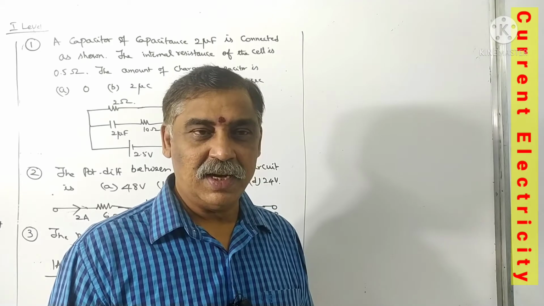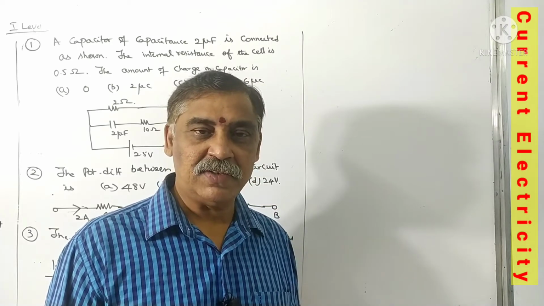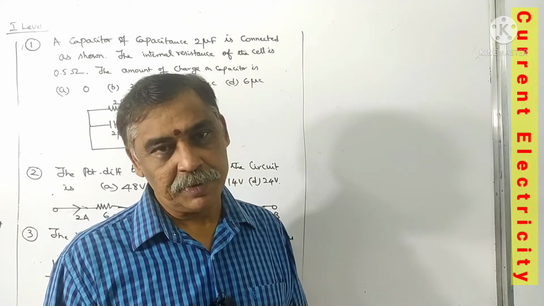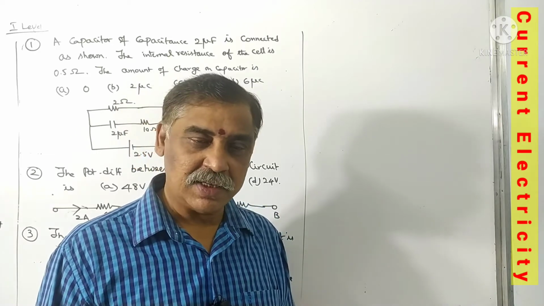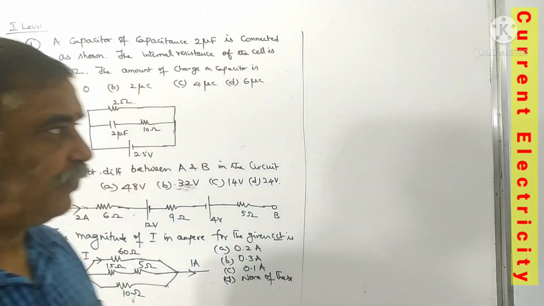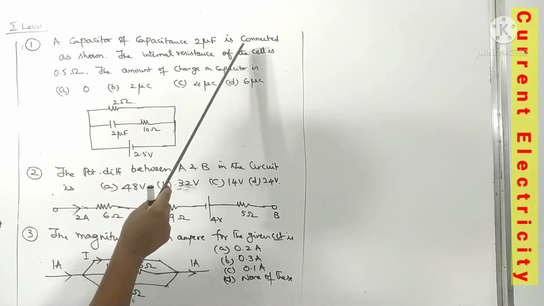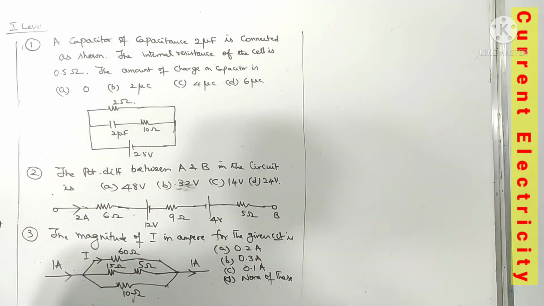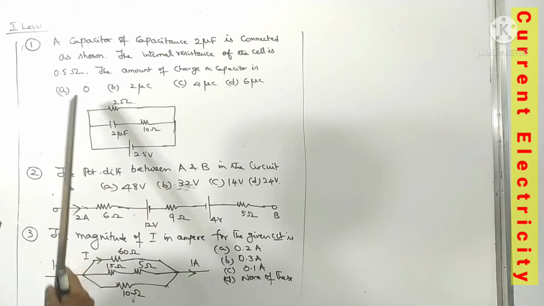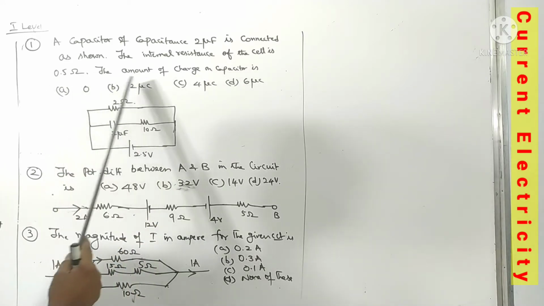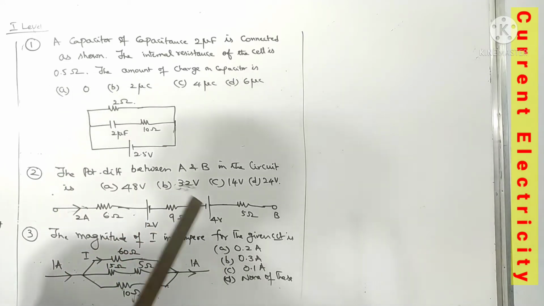In this session, I discuss the first level questions from the third chapter of second PUC, that is current electricity. Let us start. The first question is: a capacitor of capacitance 2 microfarad is connected as shown. The internal resistance of the cell is 0.5 ohm. The amount of charge in the capacitor is.